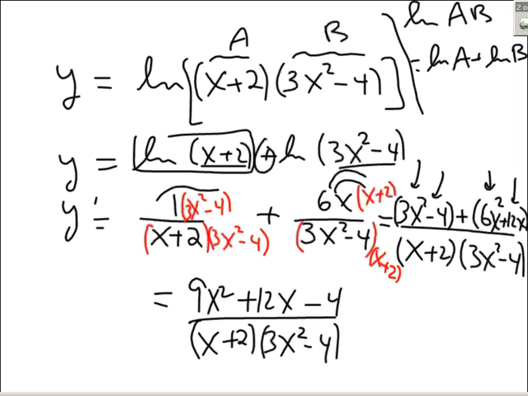The calculus was very, very simple. Take x plus 2, put it in the bottom, put the derivative on top. Take 3x squared minus 4, put it in the bottom, put the derivative on top. Logs are very friendly. There is no more product rule. There is no more quotient rule, which we'll see in a moment. And there's no more power rule.